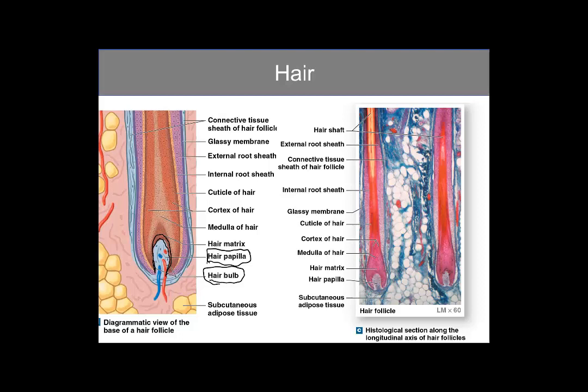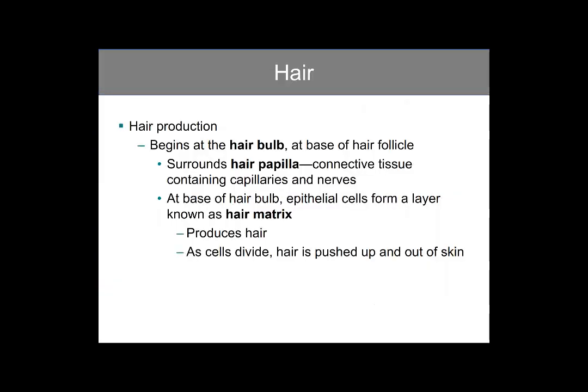And at the base of that hair bulb, we have epithelial cells. And these epithelial cells form a layer known as the hair matrix. And that's right there. It's the hair matrix that is ultimately responsible for producing the hair. And as these cells undergo mitotic division, hair is pushed up and out of the skin, and that is hair growth. The wording for that little bit of information is on the next slide, so I'm not going to belabor this, and we'll just move on.